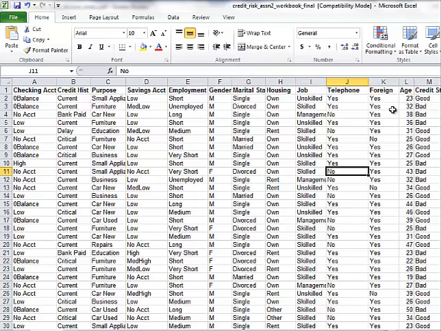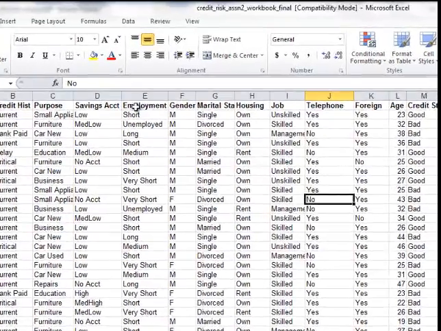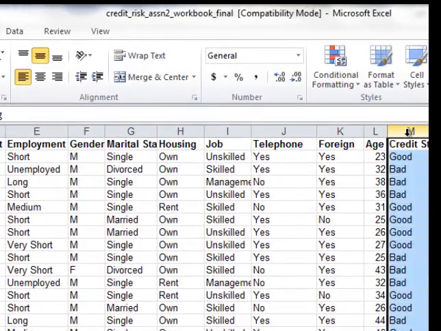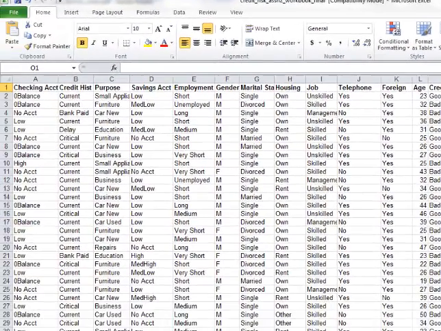To explore association rules, we're going to be looking at a relatively simple problem. The data in the file Credit Risk Association 2 Workbook Final basically allows us to determine credit standing. Credit standing is going to be our dependent variable. And then we'll be looking at several independent variables and trying to figure out, can we predict the outcome of the dependent variable based on the independent variable values.